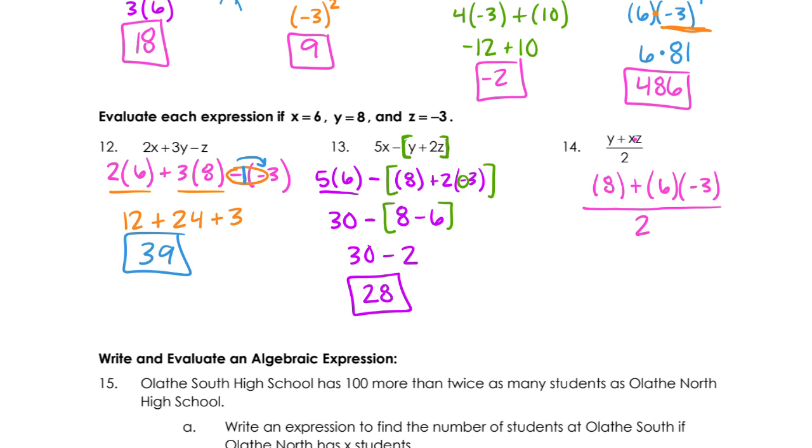And again, we have kind of the same situation as we had on number 13. I need to look at, am I going to add first or am I going to multiply first? And again, in this case, we're going to multiply first. So I'm going to drop the parentheses around the 8 because there's nothing else to do inside of those parentheses. And then plus 6 times negative 3 would end up being negative 18.